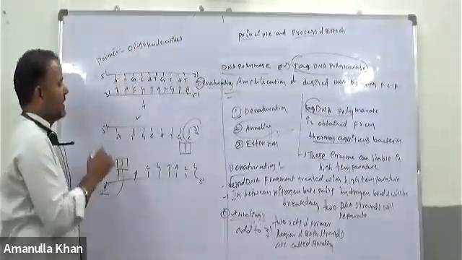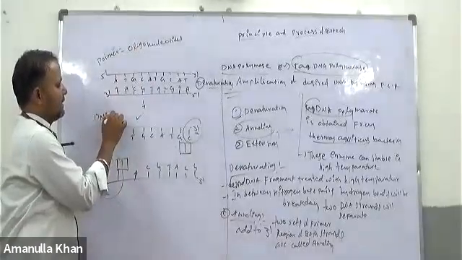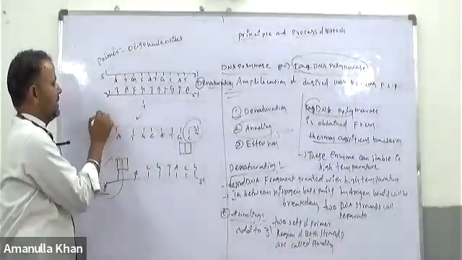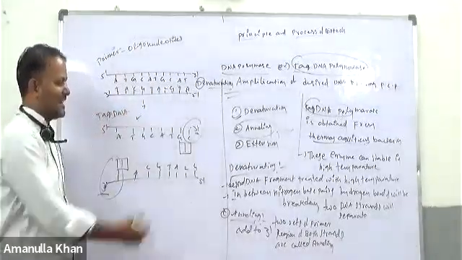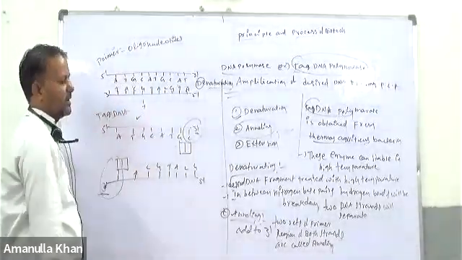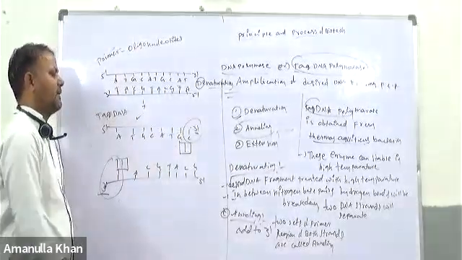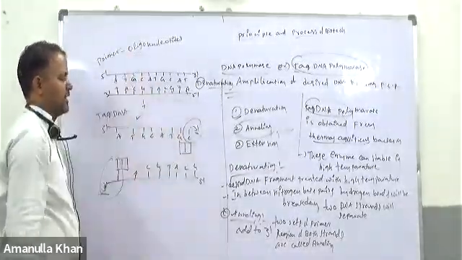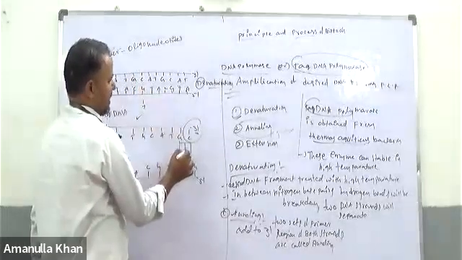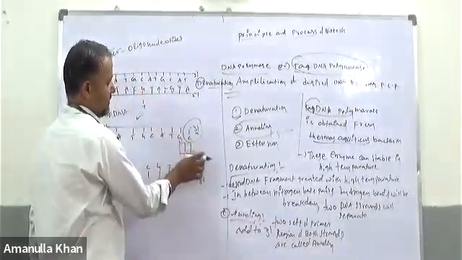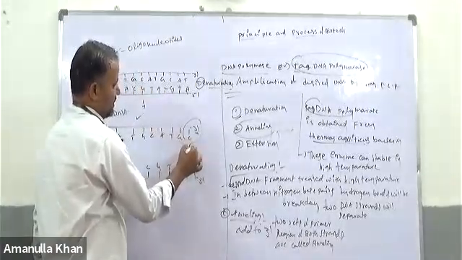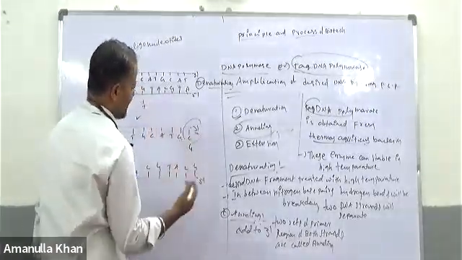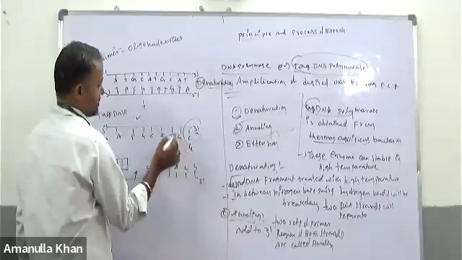Now the primer has oligonucleotides, and Taq DNA polymerase extends the primer. This primer provides the base: here C is there, so the primer provides G. Then the polymerase enzyme extends the primer from this position to this position.